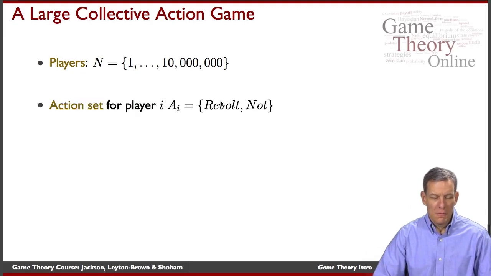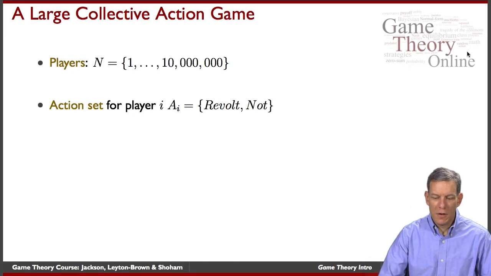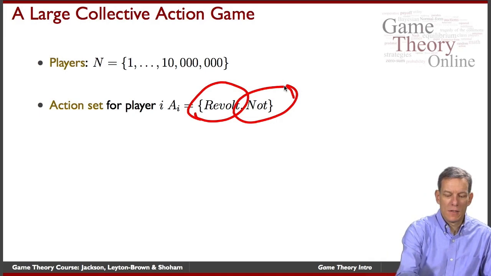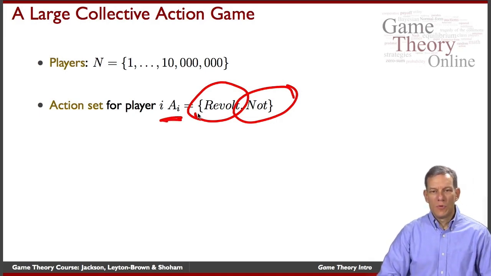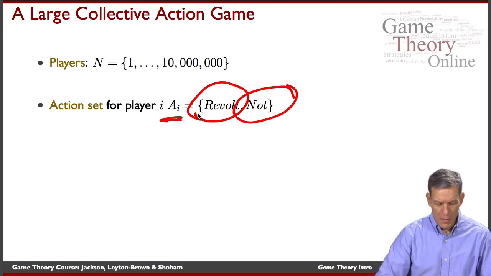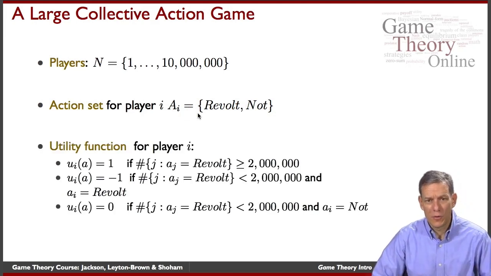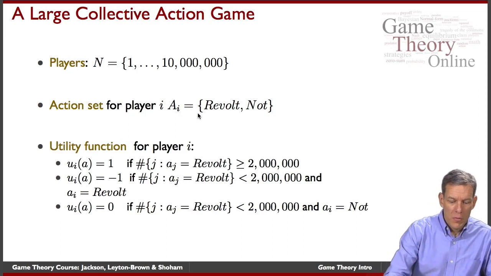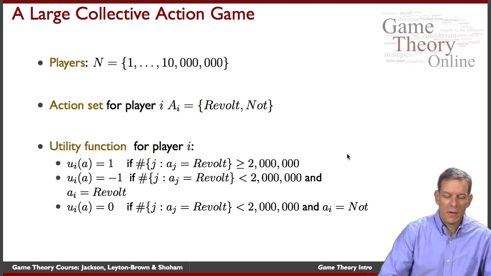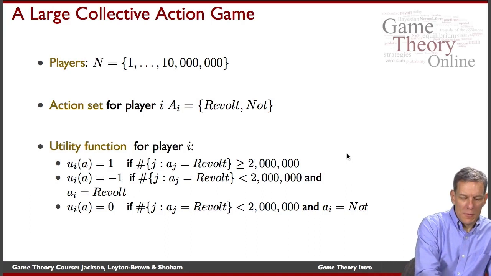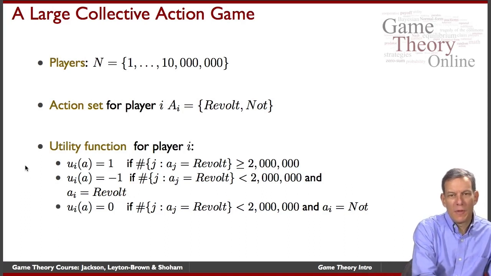What are their actions here? Let's keep it very simple. They have a choice of either revolting or not. So their action set is just binary, two choices. Then the payoffs are going to be the critical thing in this game. What happens? Well, let's say that in order for a revolt to be successful, you need at least 2 million people to participate. So in this particular stylized example, what do we end up with?